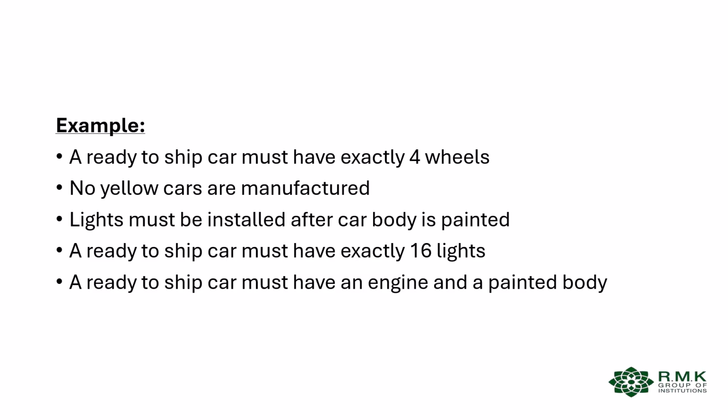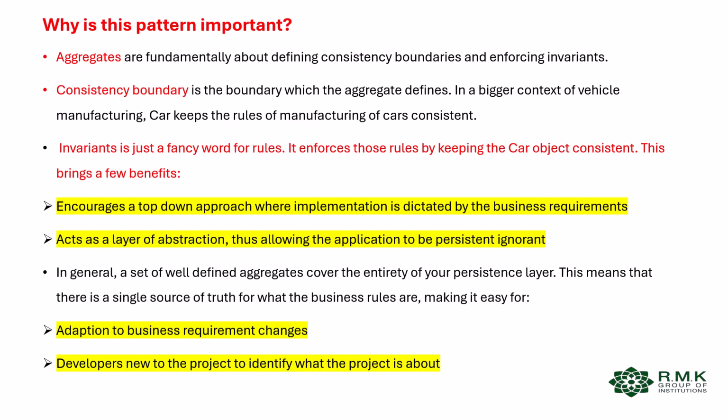Here is one more example. A ready-to-ship car must have exactly four wheels. No yellow car is manufactured. Lights must be installed after the car body is painted. A ready-to-ship car must have exactly 16 lights. A ready-to-ship car must have an engine and a painted body. So why does the aggregate pattern play the major role here? The aggregate is about defining the consistency boundaries and enforcing the invariants.